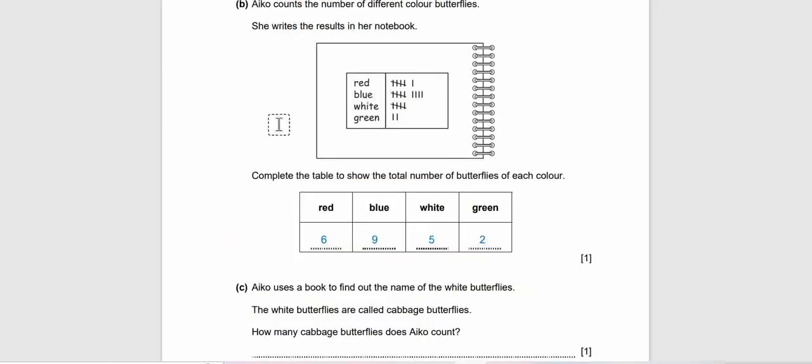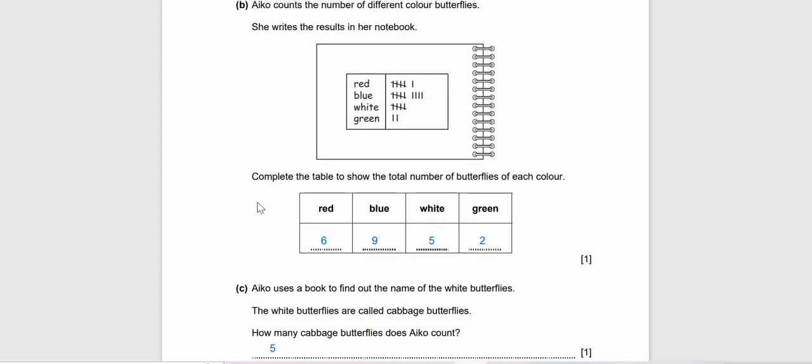Next, we are in question C. Aiko uses a book to find out the name of the white butterflies. The white butterflies are called cabbage butterflies. How many cabbage butterflies does Aiko count? 10 seconds from now. 10, 9, 8, 7, 6, 4, 3, 2, 1. Okay, let's check the answer. It's 5. White butterfly. White is 5 here. 5. That will be the answer.